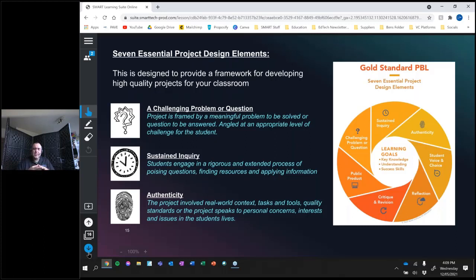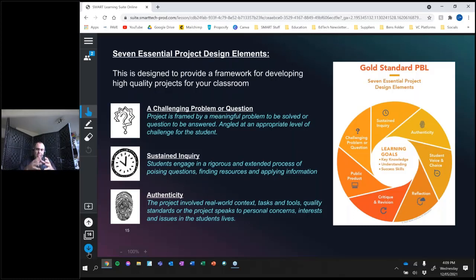And so the question needs to be obviously big enough for them to be able to probe multiple points and to really sink their teeth into that question. Authenticity. The project needs to be in a real world context. So it could be a task or a tool, and quality standards, or the project speaks to personal concerns, interests, and issues that are in the students' lives.